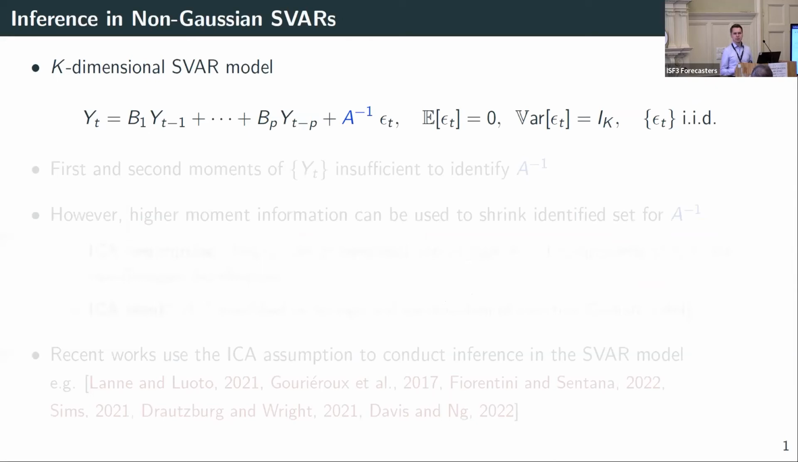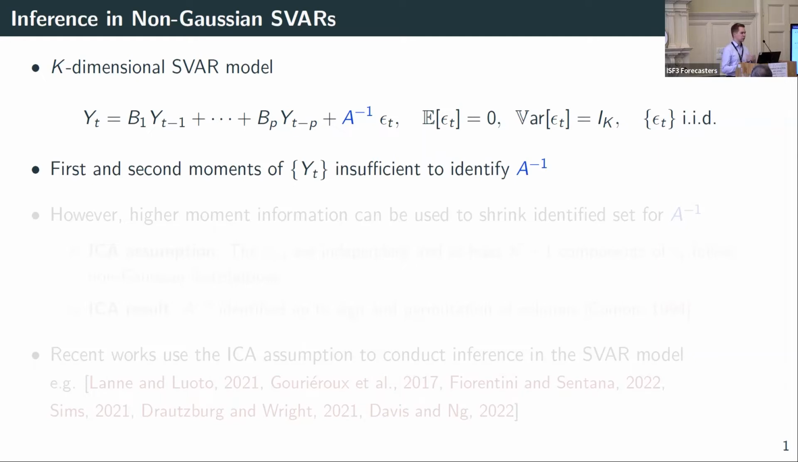In this paper, we look at the standard k-dimensional structural VAR model, which we have written here in this notation where the A inverse matrix captures the contemporaneous structural impacts of the structural shocks epsilon. And we have here a version of the model which assumes that the structural shocks themselves are IID over time. So it's very well known. This is the classical identification problem in this literature: based on first and second moments of the data, we cannot pin down this A inverse matrix fully. We need to impose structural restrictions.